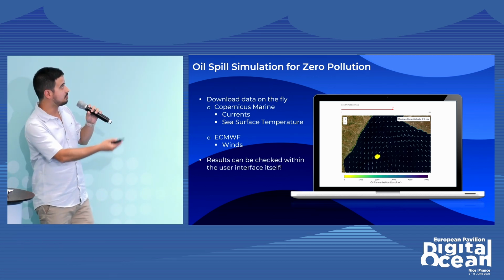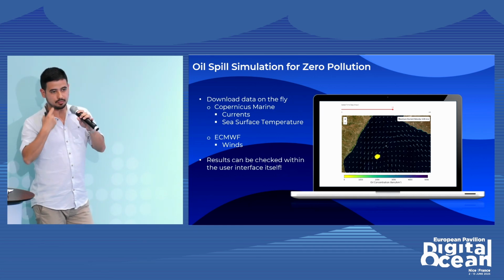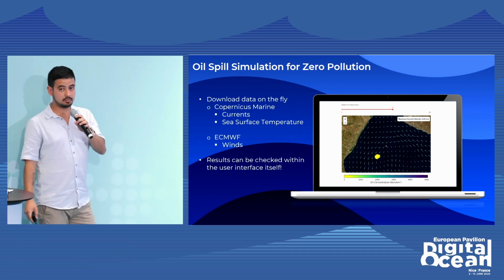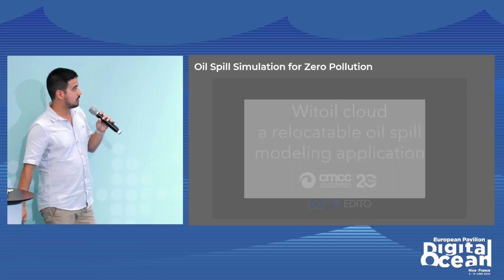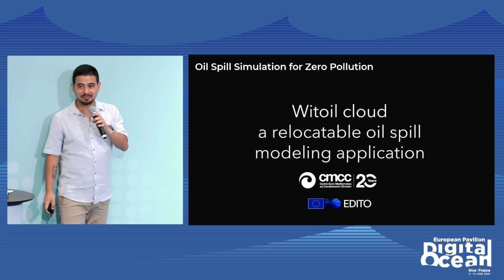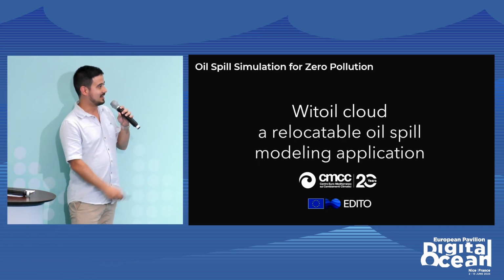So here we are using the Copernicus marine currents for the Mediterranean Sea and the winds from ERA5. And the results can be checked even within the platform itself. So here, last video of the day, I think, and I'll show more or less what happens in the example I mentioned.